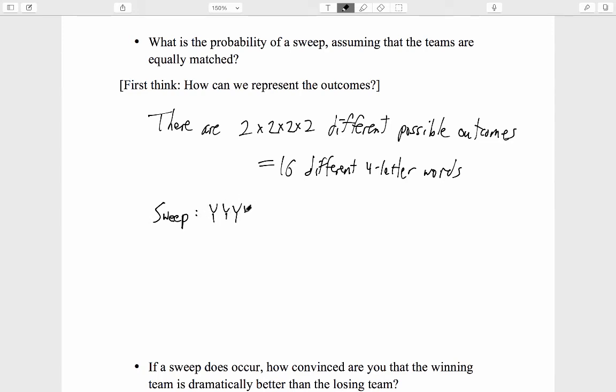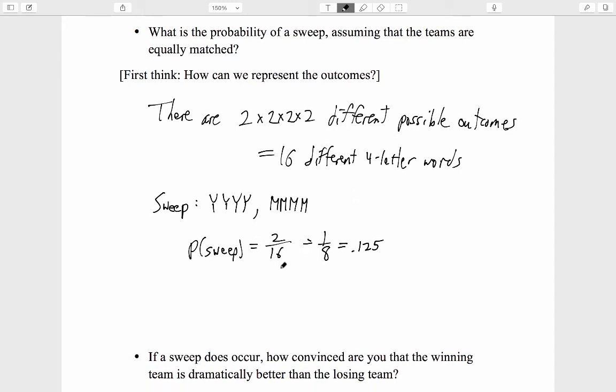There are 2 different words, YYYY or MMMM. Either team could be the one that carries out the sweep, so there are actually two outcomes in our event. There are 16 equally likely outcomes in the sample space, therefore the probability of a sweep equals 2 out of 16, or 1 out of 8, which equals 0.125. There is a 12.5% chance that a sweep occurs, even though the teams really are equally matched.